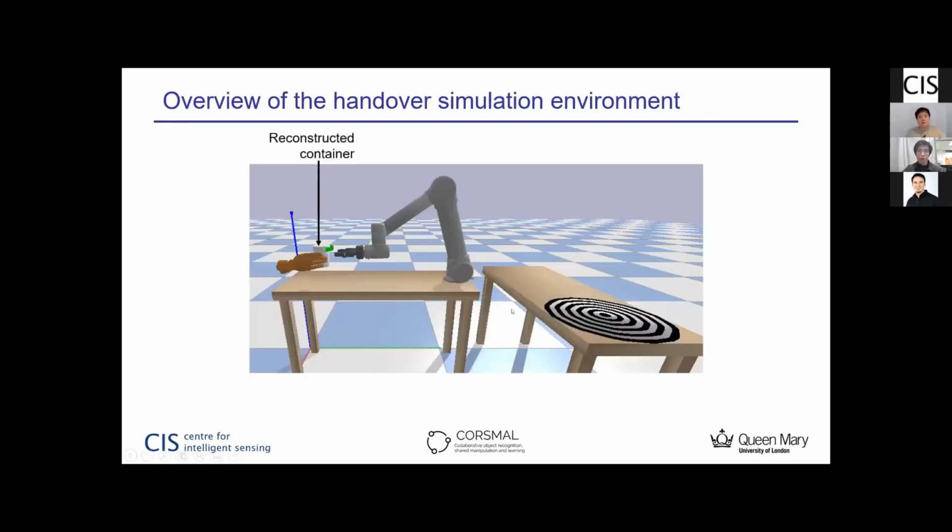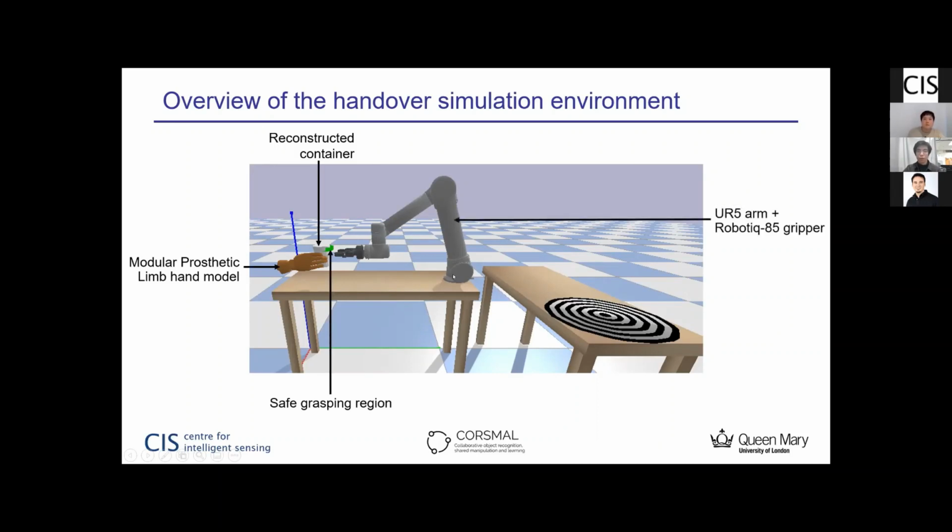So here's an overview of our simulation environment. We have a reconstructed container, and we have a fixed hand model with the pose estimated by our vision pipeline. We have a safe grasping region estimated to be grasped by the robot. And we have a UR5 robotic arm and a Robotiq 85 gripper to perform the handover in the simulation. And we have a target delivery area behind the robot.